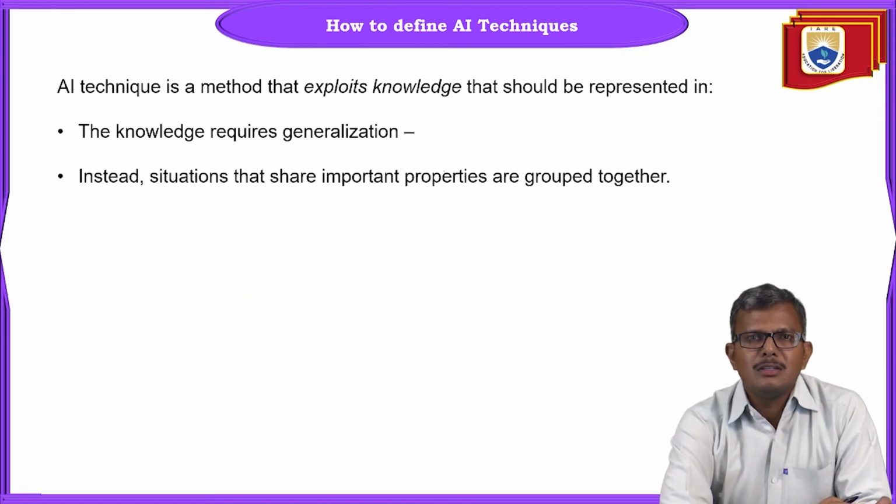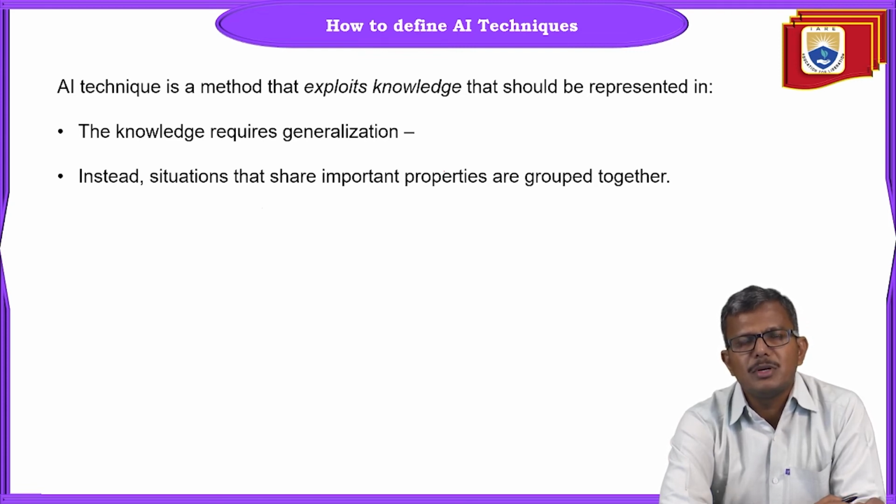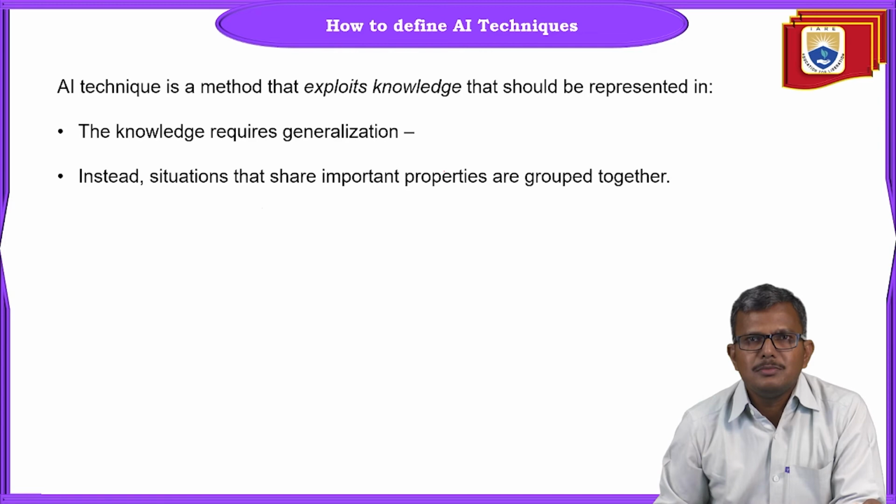And one more important thing is generalization. In this case, what happens? It's not necessary to represent the knowledge as different elements. If you feel that any of the elements or representations have some common properties, you had better keep all that knowledge in a separate group. So situations that share important properties are grouped together, so that the knowledge base can keep the same kind of knowledge in the same place. It will be very easy when you are accessing.